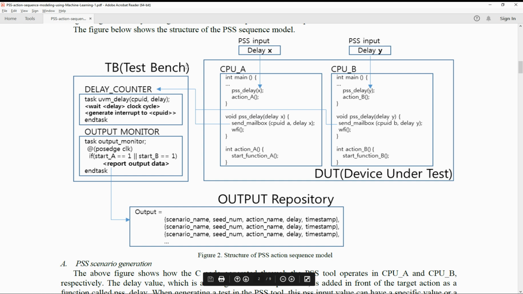In the testbench, there are a delay counter and an output monitor. There is an output repository, and in the output monitor there is a report output data. And the DUT, device under test, has a CPU A and a CPU B, and the PSS input delay X and the PSS input delay Y.